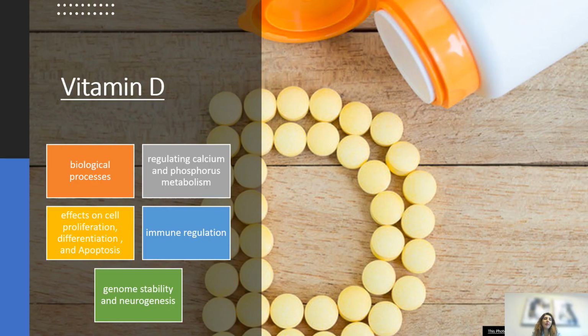Before we start talking about the main points of our research, I would like to mention a few things that are out there about vitamin D that is known to everyone. Here are some major examples of vitamin D. For example, biological processes regulating calcium and phosphorus metabolism, effects on cell populations, differentiations, apoptosis, immune regulations, genome stability, and neurogenesis. These are all some examples that could be affected either directly or indirectly by vitamin D.